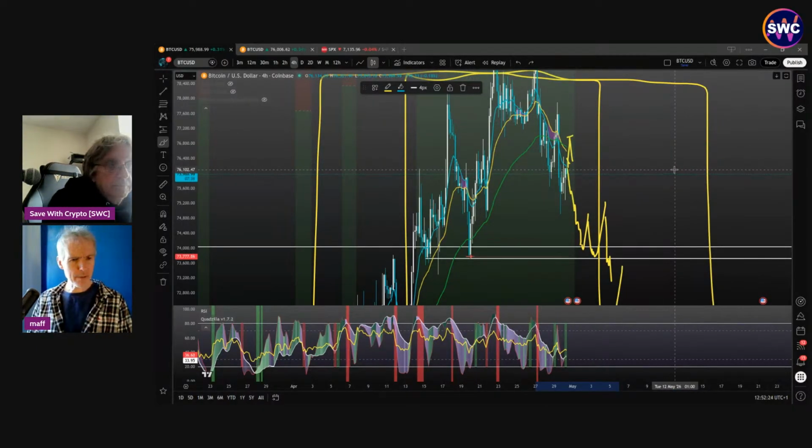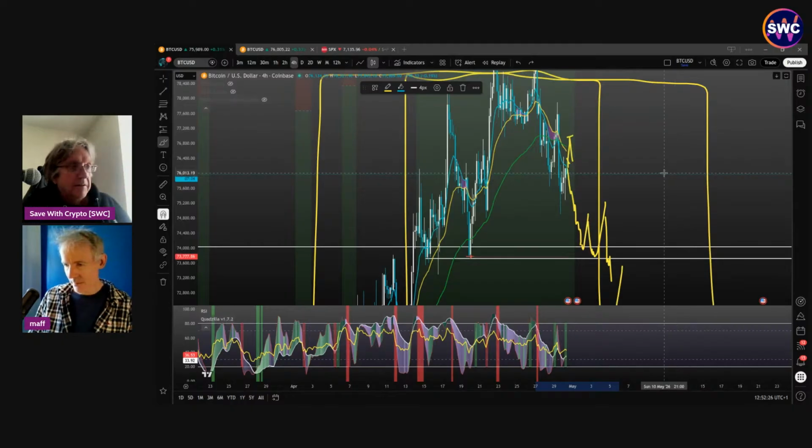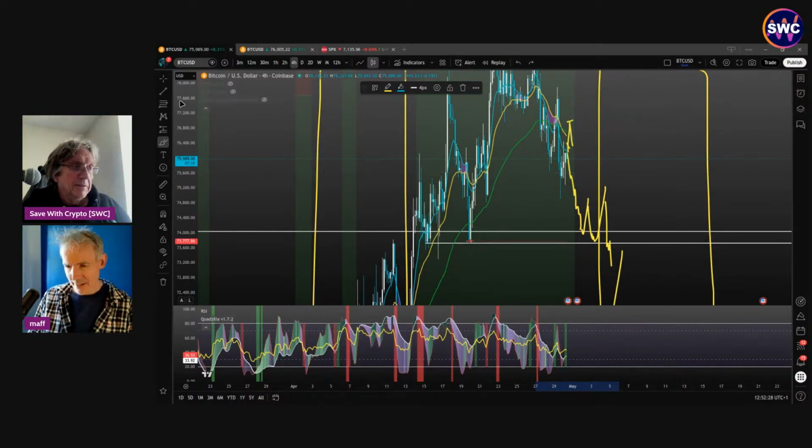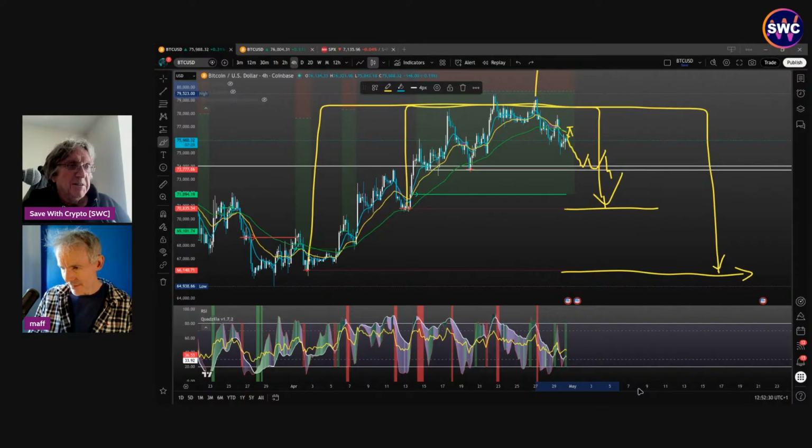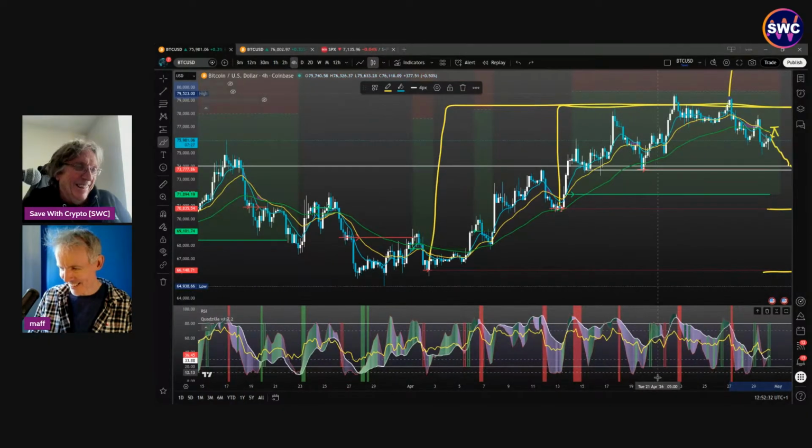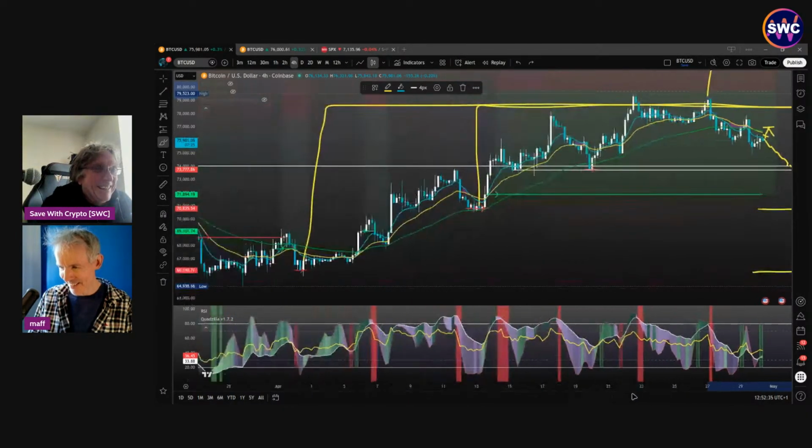But oops, wow. What's up with my keyboard? It's just doing weird things. I don't know. Anyway, because it's Linux. No, bloody TradingView. That's what it is.